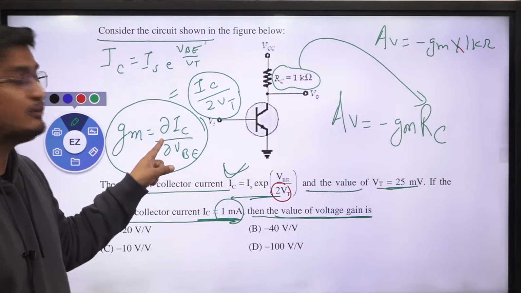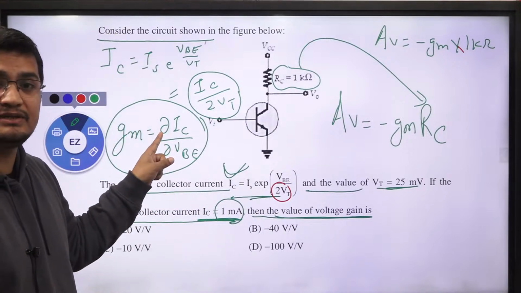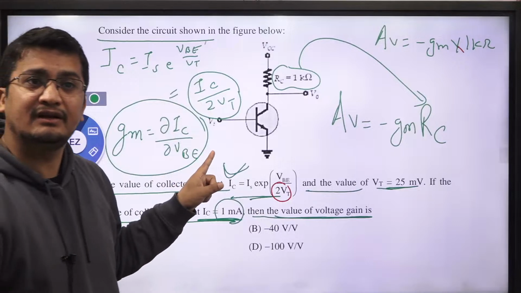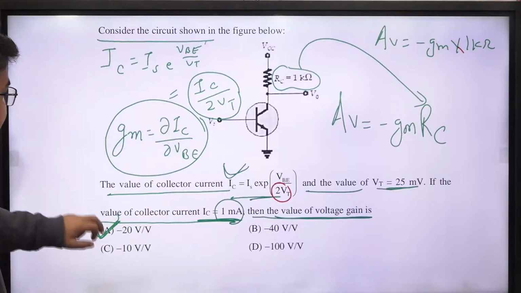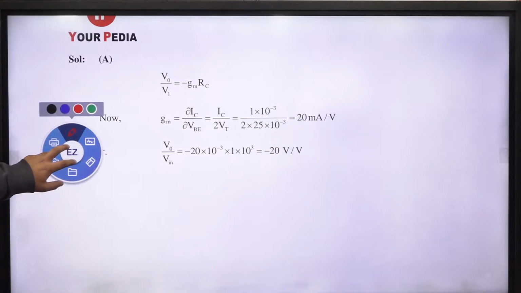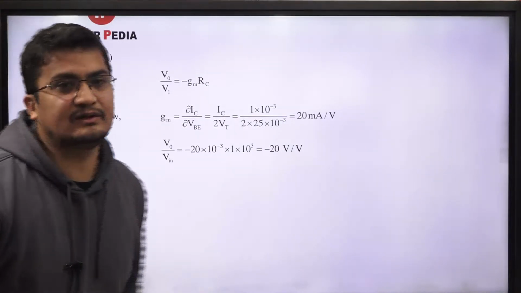How? I've given the calculation here. Simply do the derivation of this. You will also get IC upon 2 VT, right? So I hope I have made my point very clear. You can see the answer, and I have put the detailed solution for this also here. You can take a screenshot for this. This is on the screen, please.